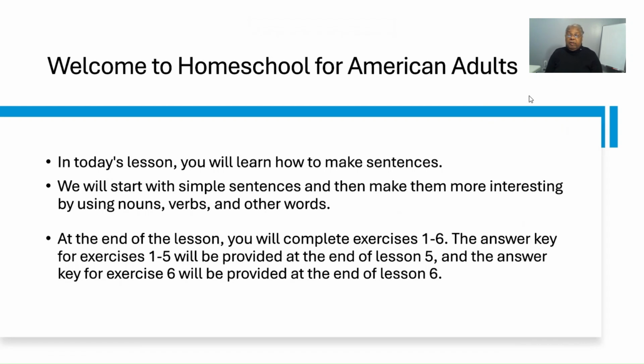Hi, I'm Donna Marie. In today's lesson, you will learn how to make sentences. You will start with simple sentences and then make them more interesting by using nouns, verbs, and other words. At the end of the lesson, you will complete exercises 1 to 6.